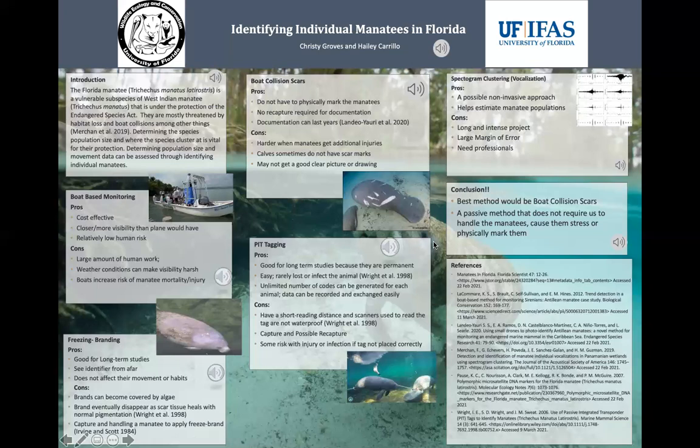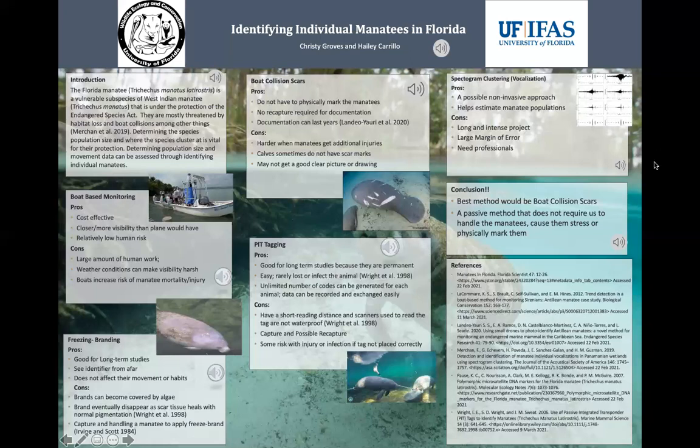Some of the pros are that this can be done actively or passively, and you don't need to capture the subject. Also, since documentation is digital, it can last forever. The cons are that calves sometimes don't have marks, so it can be hard to identify them. It can also be hard to identify manatees with additional injuries. Finally, when a manatee dies, the scars can become less defined.